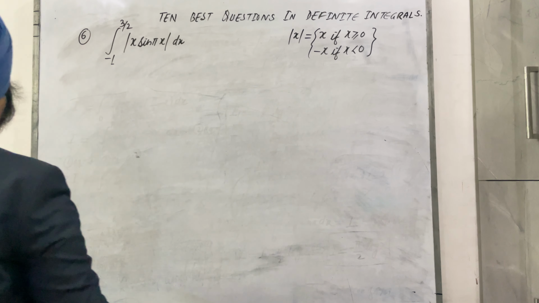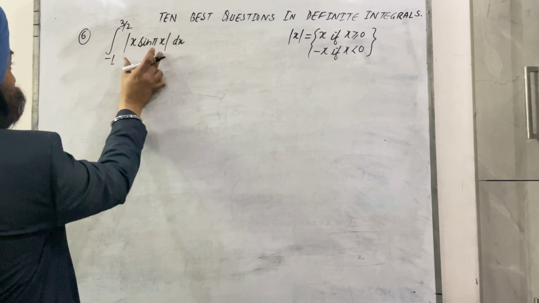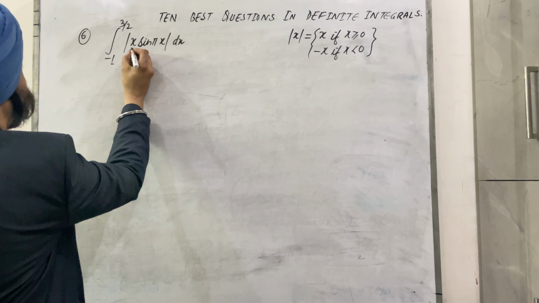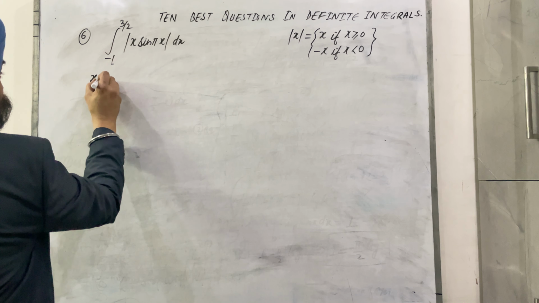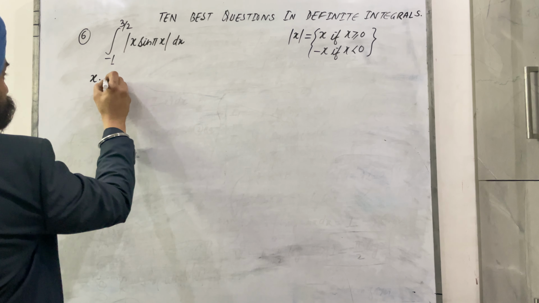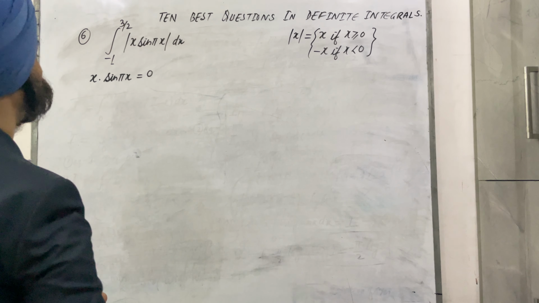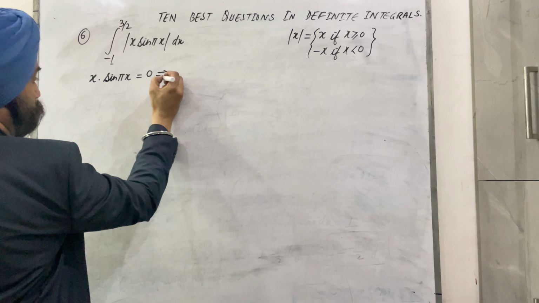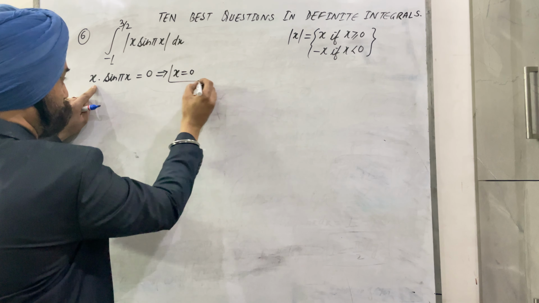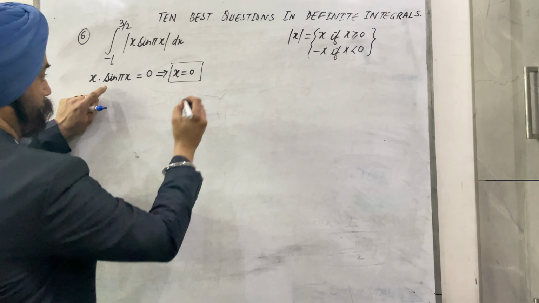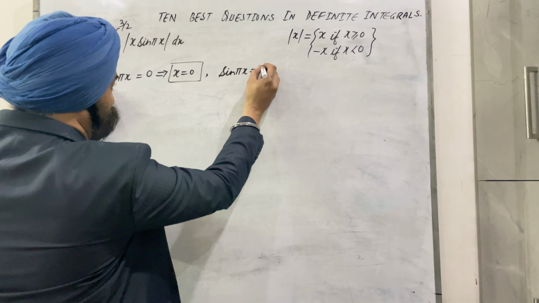So the best thing, I told you earlier also, is that whenever there is a modulus sum in case of definite integrals, the very first step to start with is to equate the expression inside the modulus to 0 and get the value or values of x from there. So we have x sine pi x, I equate it to 0. So solving, the very first possibility is x equals 0. So this is a value of x, so we save it. Likewise, the second possibility here is sine pi x equals 0.